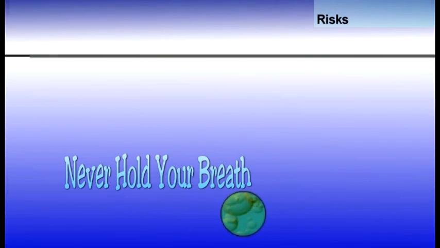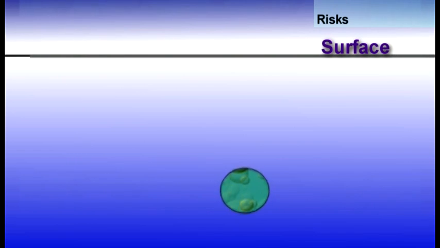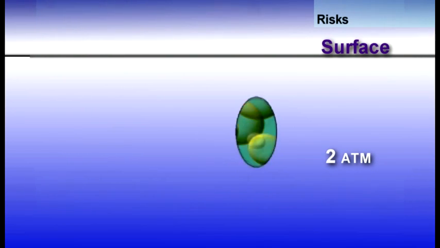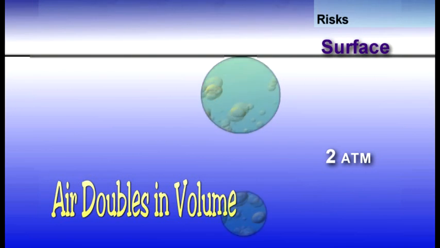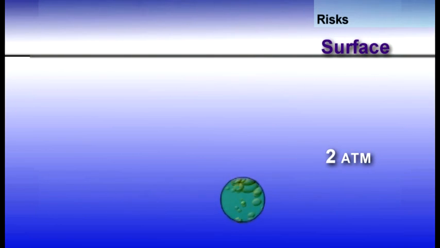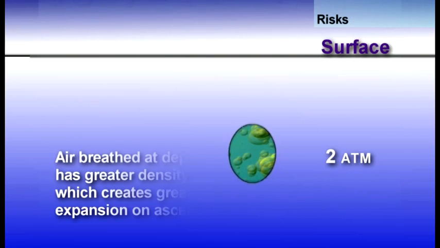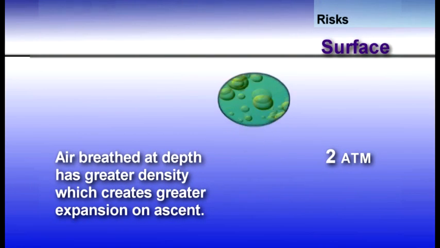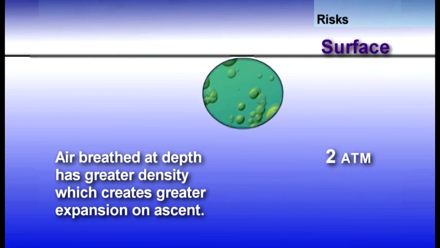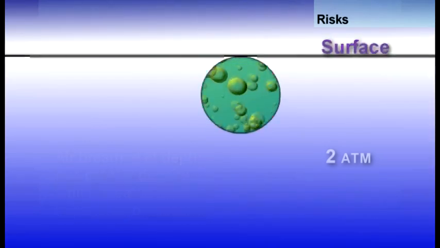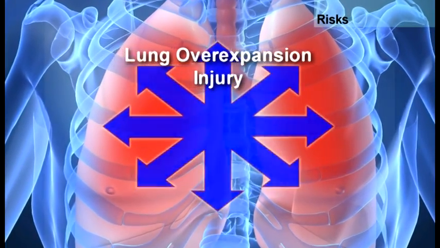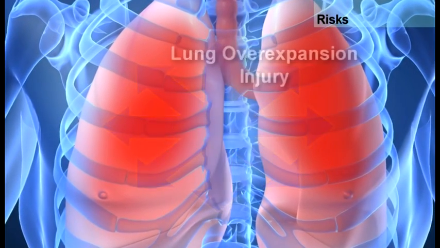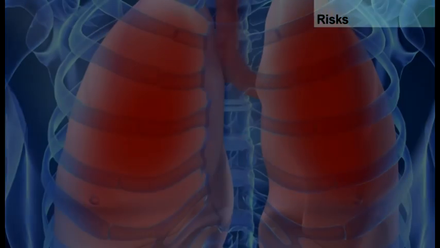According to Boyle's law, from 2 atmospheres to the surface of the water, the air in a confined airspace doubles in volume. This is made even more dramatic given that the air being breathed at depth has greater density, which creates even greater expansion on ascent. For a diver, if the breath is held, this could result in a lung overexpansion injury. One of the most important instincts to overcome as a diver is the impulse to hold your breath.